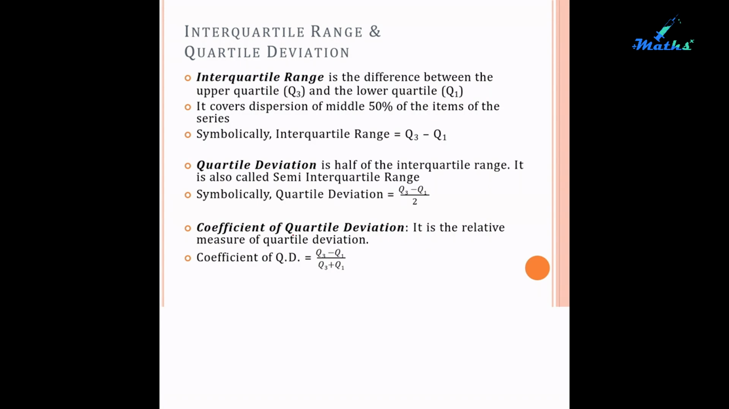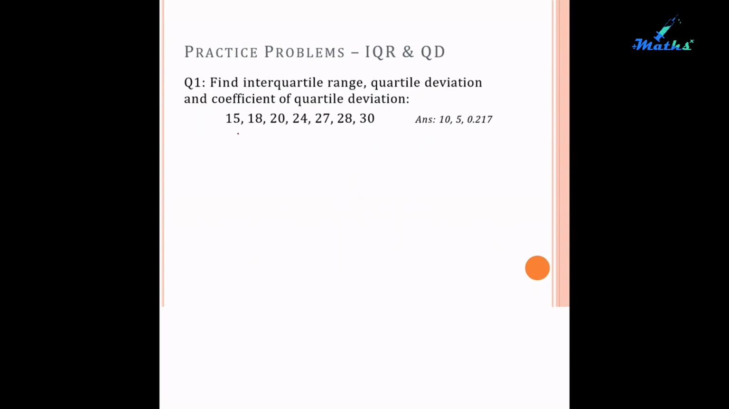And the coefficient of quartile deviation is the relative measure of quartile deviation. Coefficient of QD is equal to Q3 minus Q1 divided by Q3 plus Q1. So we will also do some questions. And here is the answer. We can do it together. So first of all, the topic asks us to find the interquartile range, quartile deviation, and coefficient of quartile deviation.